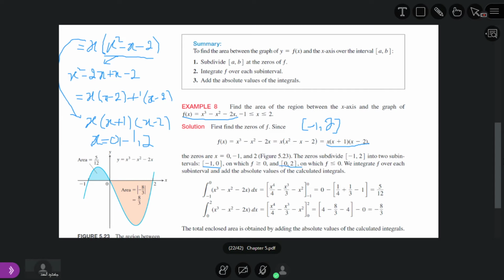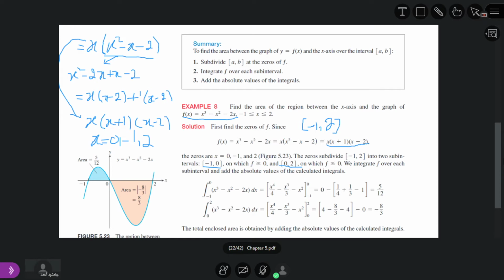Now we evaluate the integral over the first subinterval, minus 1 to 0, of x to the power 3 minus x square minus 2x. The antiderivative of x to the power 3 is x to the power 4 divided by 4. The antiderivative of x square is x to the power 3 divided by 3, and the antiderivative of 2x is x square, so minus x square.